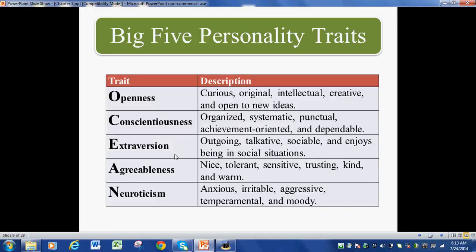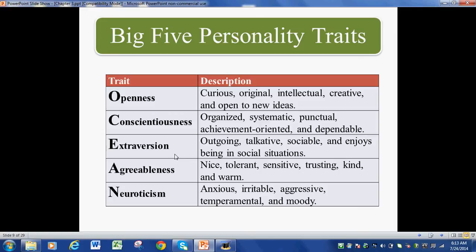So the big five personality traits, right? Not the big five accounting firms because it's no longer big five, it's big four. So trait, openness, description: curious, original, intellectual, creative, and open to new ideas. Have to be open to new ideas. If you're not open to new ideas, you'll stay complacent. You'll eventually become replaced in the workplace.